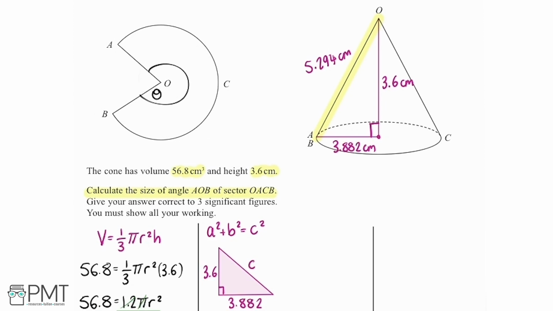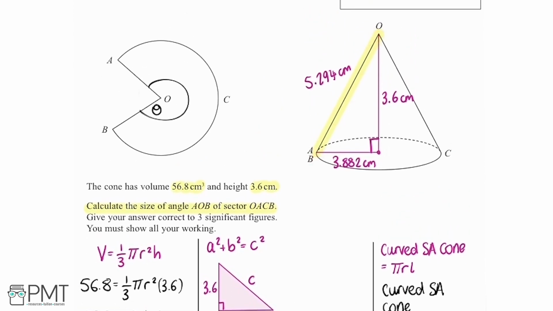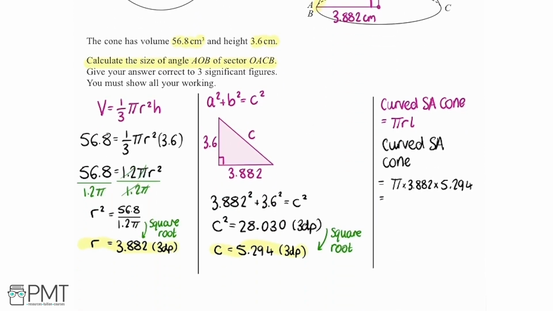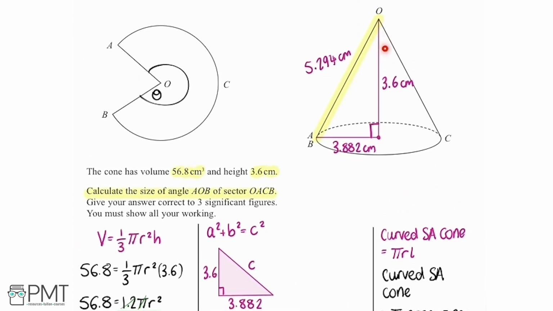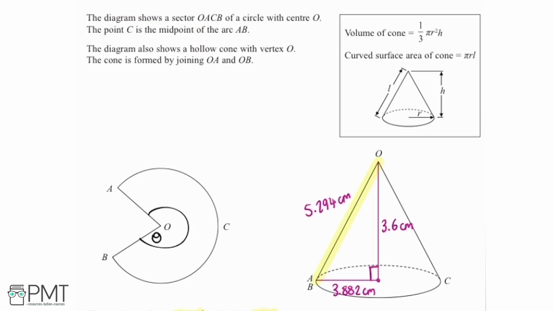Now what's next? Well, we're told in the question that the formula for the curved surface area of a cone is equal to pi RL. So in our case, that's pi, and this is R, so 3.882, and this is L, so 5.294. So that gives us, again, if I round to 3 decimal places, 20.551 pi. So the curved surface area is all of this surface of the cone here. Because we've got this shape from this shape, that's essentially the same as this area here. So I might be able to recall that the sector area is equal to theta divided by 360 multiplied by pi r squared. Well, let's have a look at what we've got.